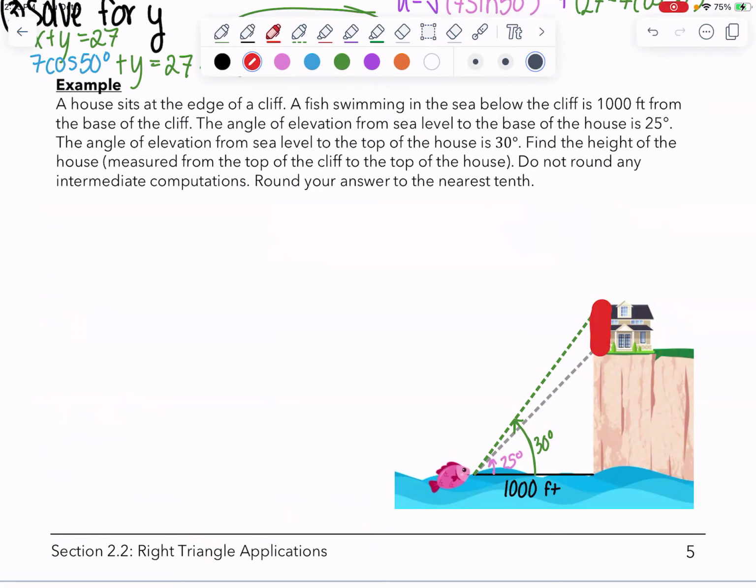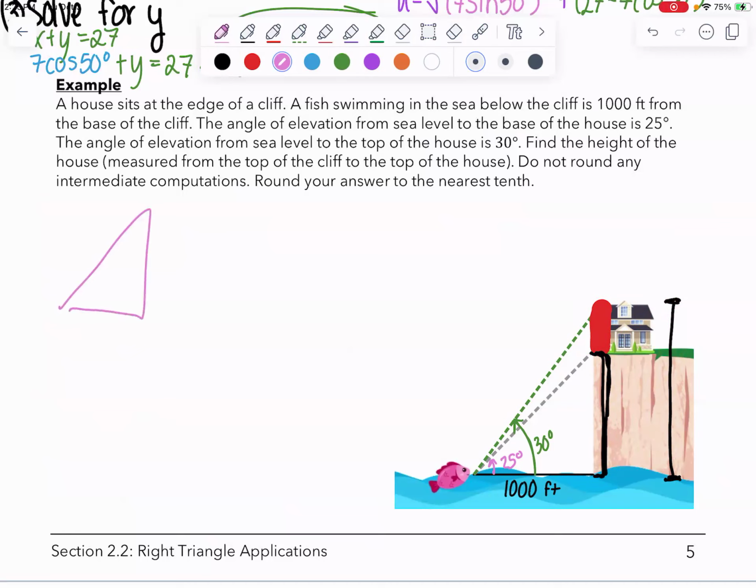So here's what I see. I see that we could find this distance right here, the height of the cliff. We could find this because we have a triangle and enough information. Furthermore, we have this bigger triangle here, and that would give us the distance from here to here, the top of the house to the bottom of the cliff. So if we have both this number and this number, the number we want is just the big number minus the small number. So that's what we're going to do.